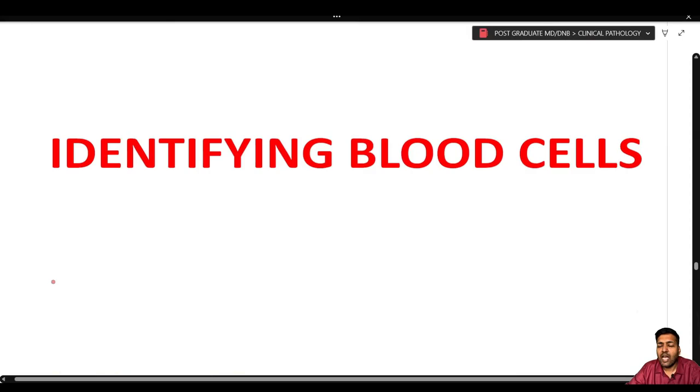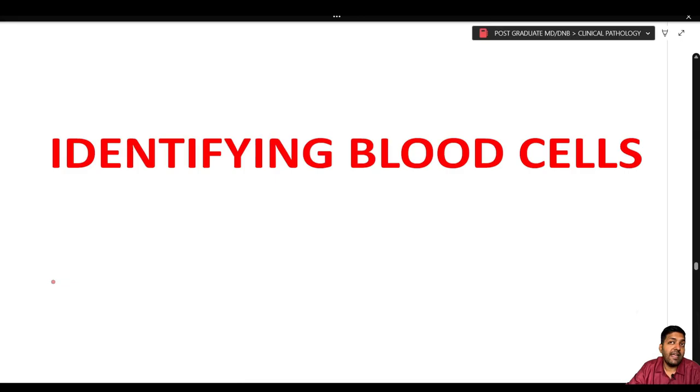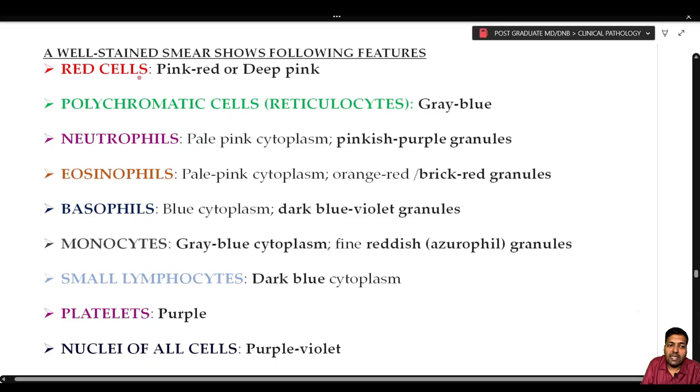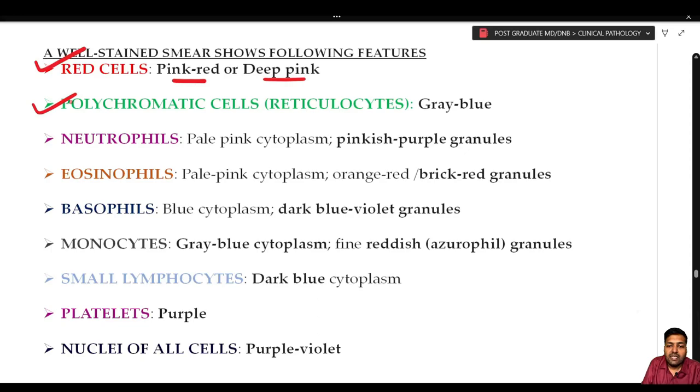Now, the other very important competency over here is to identify the blood cells, because once you go for central lab duties, you need to identify the blood cells. So let me just tell you. When you are using a Leishman stain, the red cells are pink red or deep pink in color. The polychromatic cells, that is the reticulocytes, are grayish blue in color.